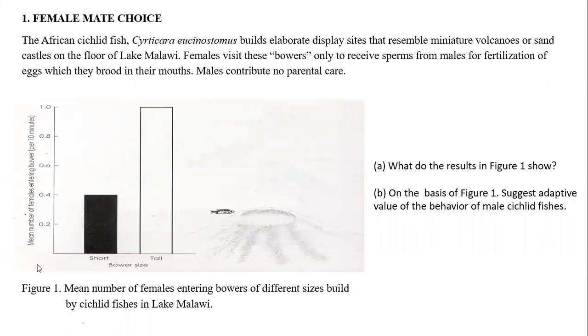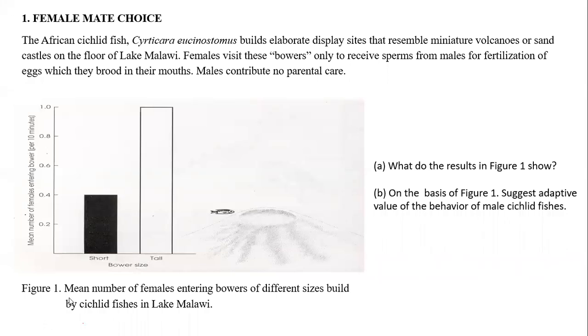Then on the y-axis, it says here, mean number of females entering the bower. So in other words, these are the responses of the females to the size of the male bower, or the male sand castles. So we can already see that there's something happening, because the mean number of females entering the bowers is different for the short castles and the long castles.